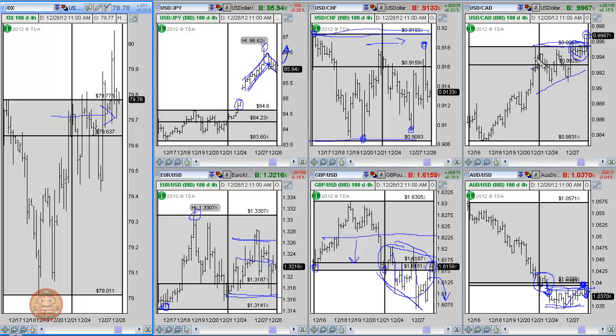So as you can see, holiday trading did have an impact on the market in terms of the volatility, the liquidity, etc., and therefore the markets really just did not get that much going this week. So now it remains to be questioned whether or not the market is going to give you a little bit of activity going into the new year.